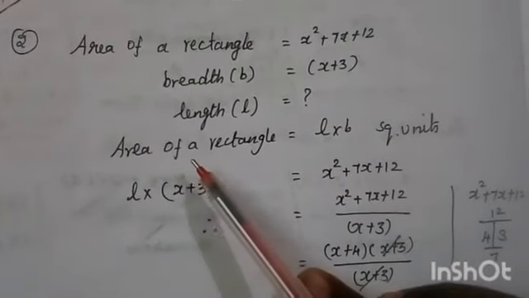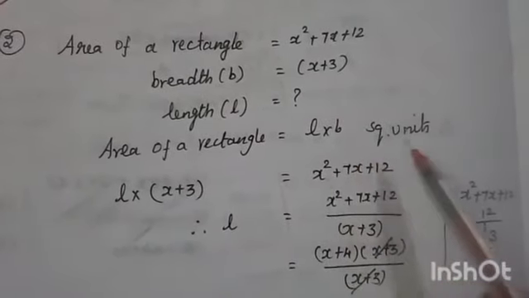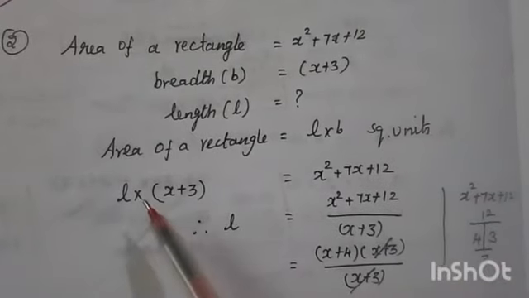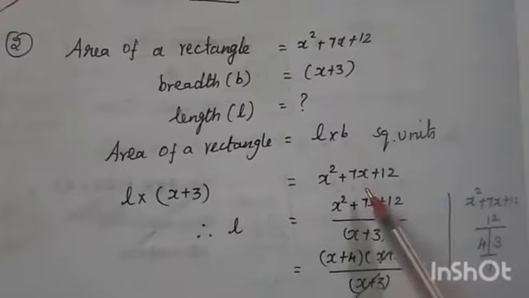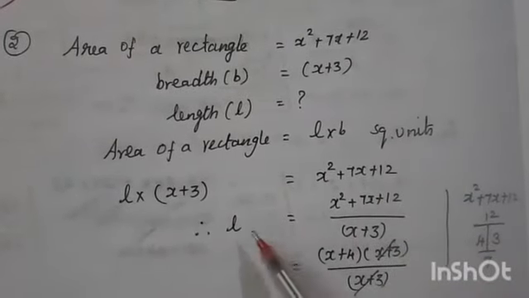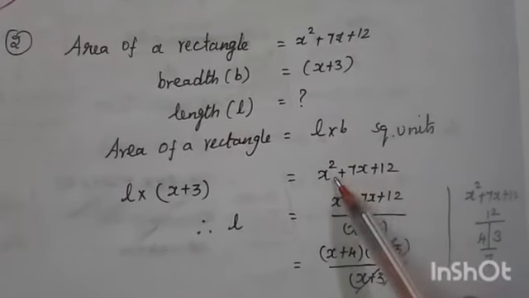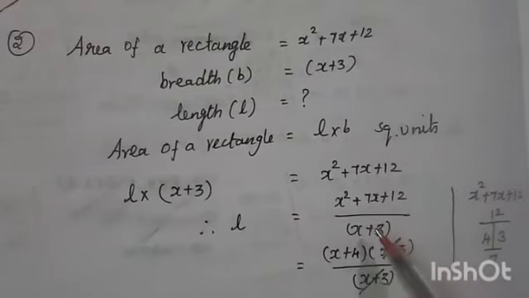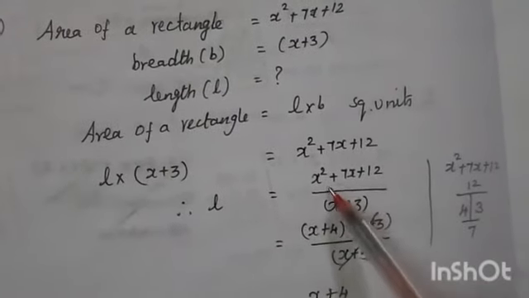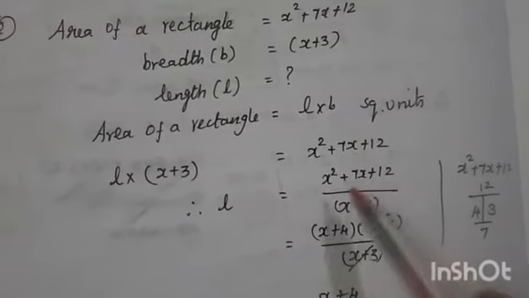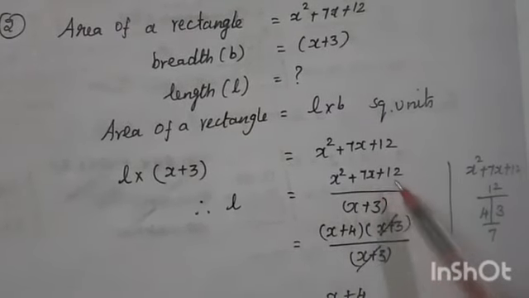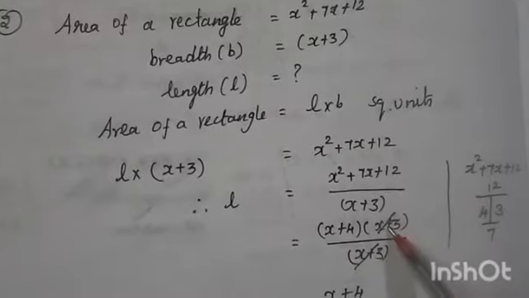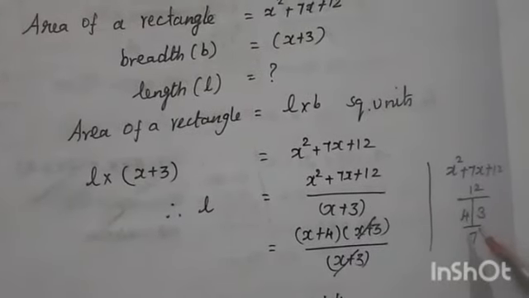You write the formula, area of a rectangle equal to length into breadth square units. Length into breadth: x plus 3 is equal to x square plus 7x plus 12. We want to find length. So that is x square plus 7x plus 12 by x plus 3. Here x square plus 7x plus 12 is a quadratic expression. For this quadratic expression we have to find the factors. For that you have to use the factorization method.